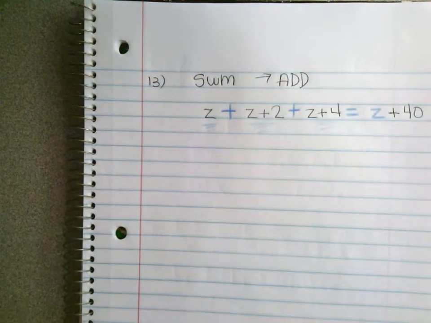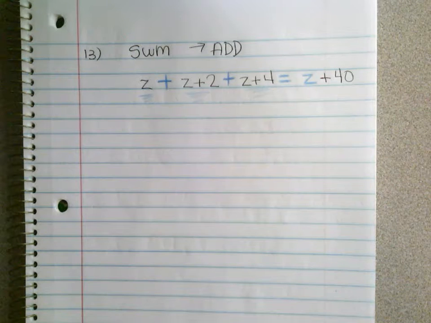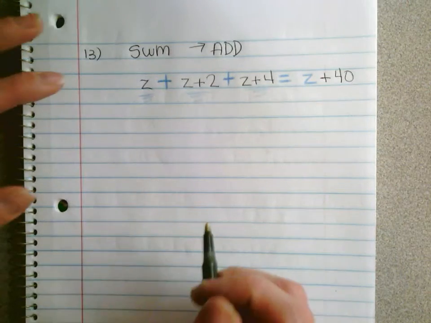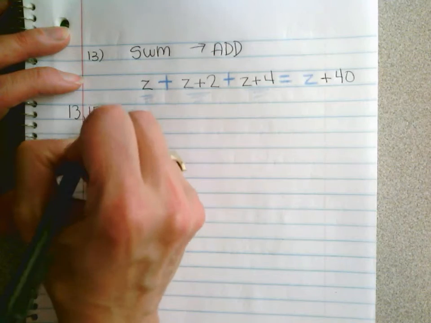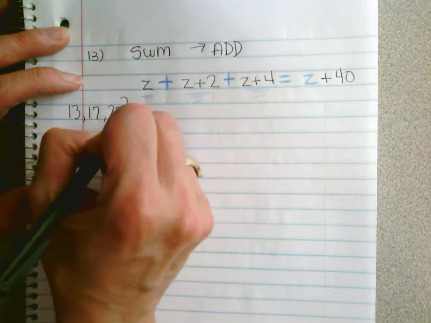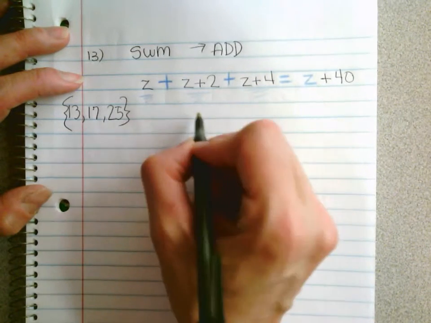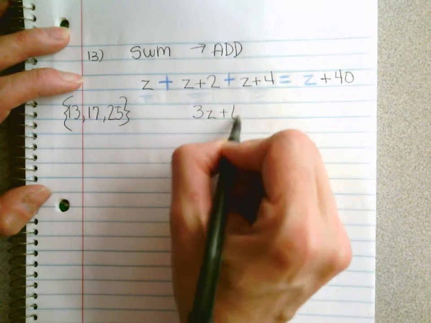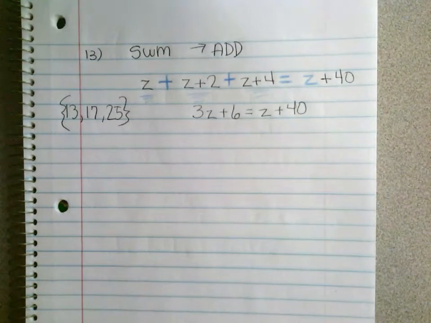The sum of 3 consecutive odds is 40 more than the smallest. In example 13, they say, could it be 13, 17, or 25 for the smallest? Well, you could either test it by plugging in, or you can solve it. 3z plus 6 equals z plus 40. When I have z's on both sides, the easiest way is to combine them.